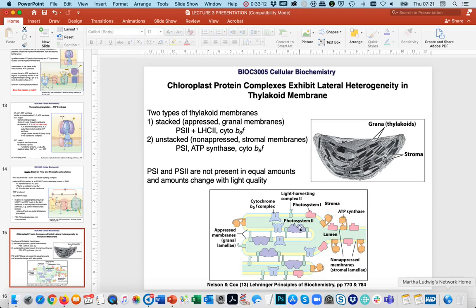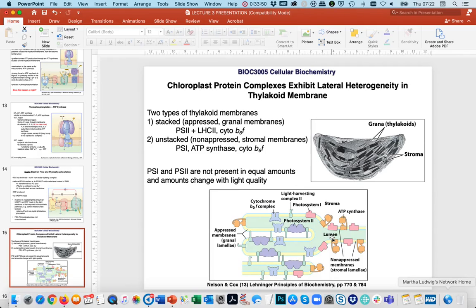I think this diagram is a good one because it illustrates that photosystem I and photosystem II are not present in equal amounts in the thylakoid membranes, and the amounts change depending on light quality. With the typical textbook illustrations of the linear electron flow, we see photosystem I, cytochrome b6f, and photosystem II, right? But that isn't what happens in real life, okay? There's not as many photosystem I's as there are photosystem II's under certain light conditions, and vice versa, right?